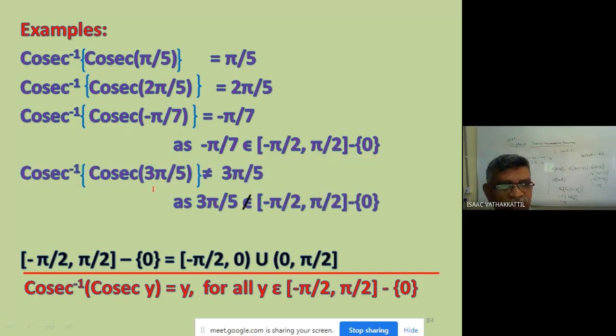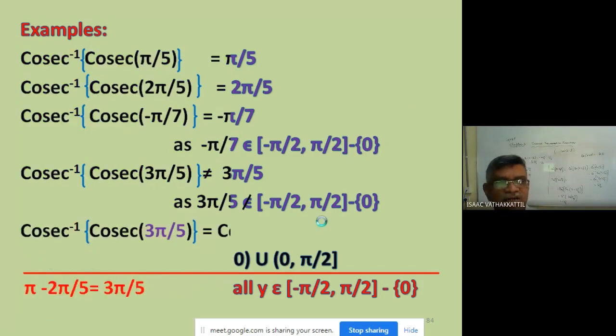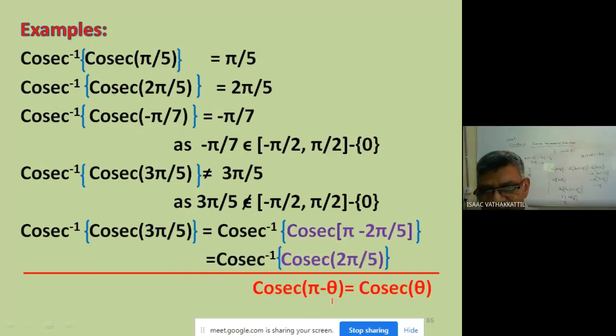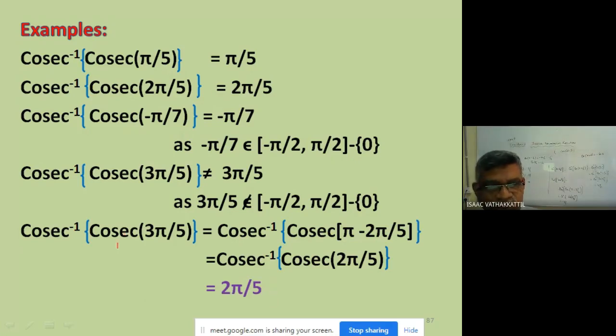Whereas cosec inverse of cosec 3 pi by 5, that is beyond this. 3 pi by 5 is more than pi by 2. But we can find the value. Cosec pi minus theta is cosec theta. Cosec 3 pi by 5 is cosec of pi minus 2 pi by 5, since pi minus 2 pi by 5 is 3 pi by 5. So this is cosec inverse of cosec 2 pi by 5, which is nothing but 2 pi by 5. See, cosec inverse of cosec 3 pi by 5 is 2 pi by 5.